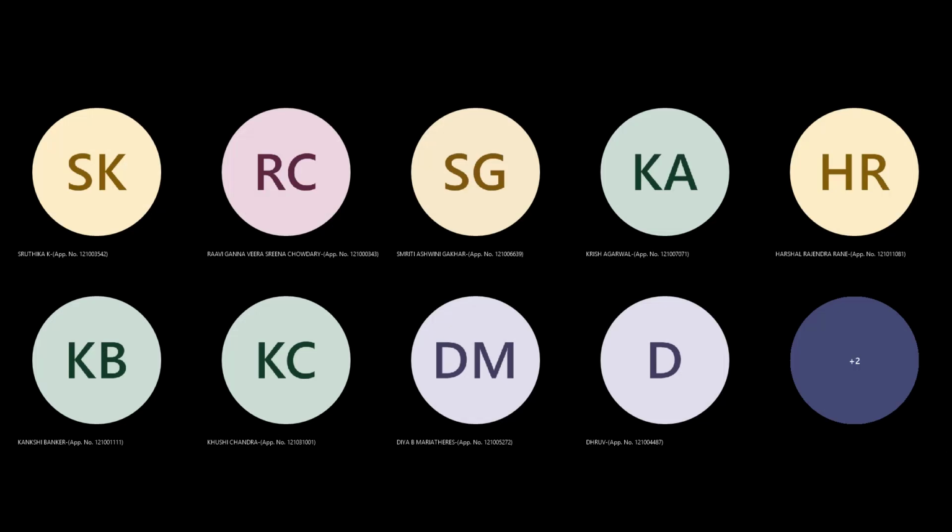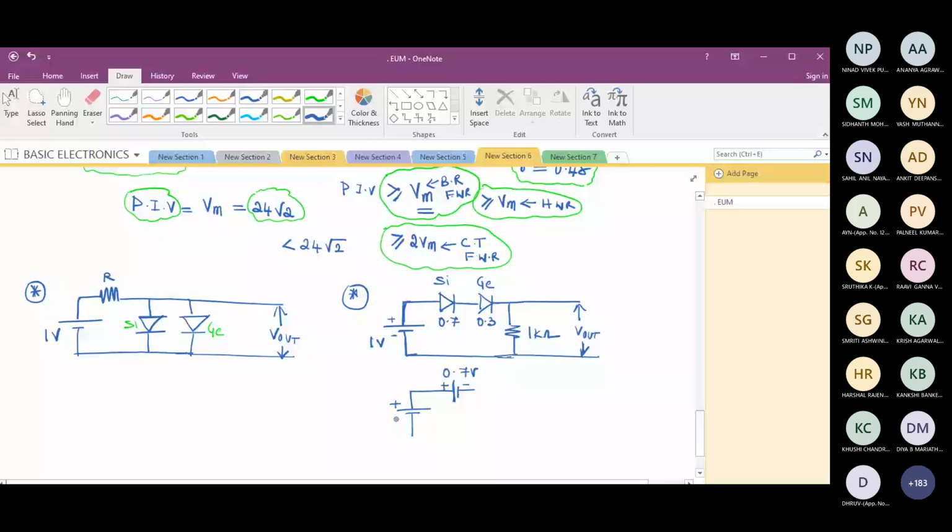If I apply 1 volt, we know the silicon diode is going to conduct. So can I replace that diode by its constant voltage model? Yes. So we have replaced the diode. In place of the diode, I have drawn 0.7 volts. So this is basically the constant voltage model of a silicon diode.